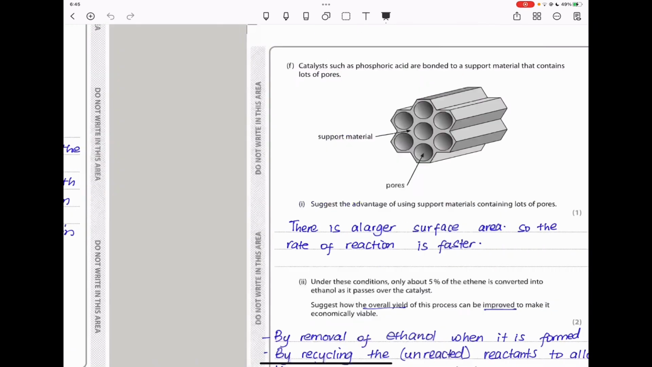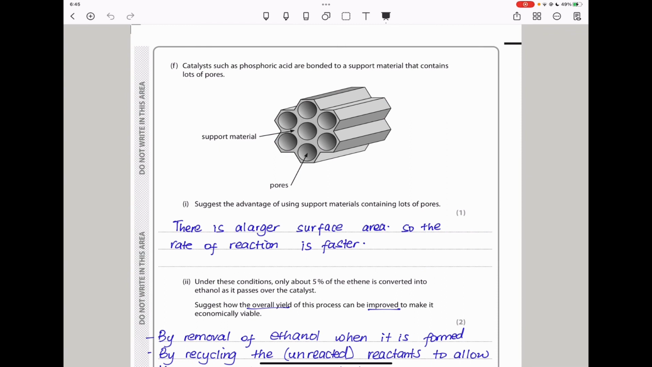Let us continue. So here they say, catalysts such as phosphoric acid are bound to a support material that contains lots of pores. So we can see the support material, those are the pores, and the catalysts are going to be maybe coated in those areas or around that support material. They say suggest the advantage of using support material containing lots of pores. This is to increase the surface area. So I say there is a larger surface area, so the rate of reaction is going to be faster.